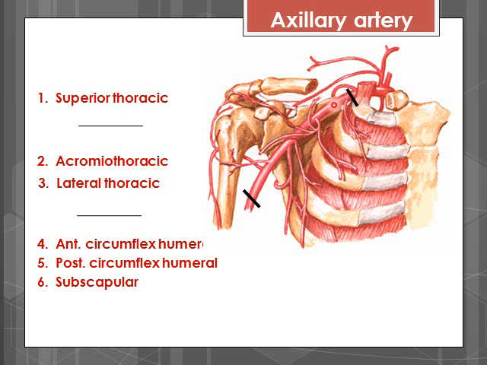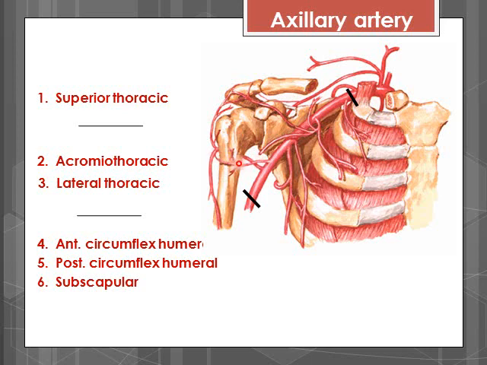This is the first part, proximal to the pectoralis minor, and it gives off one branch, the superior thoracic artery. This is the second part of the axillary artery behind the pectoralis minor, and it gives off two branches, the acromiothoracic and the lateral thoracic arteries. This is the lateral part of the axillary artery. It gives off three branches.